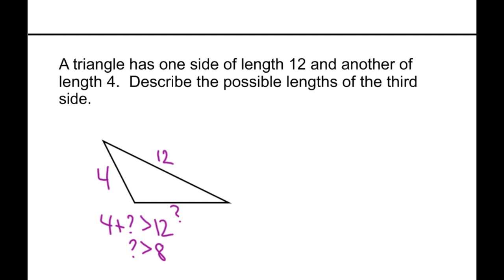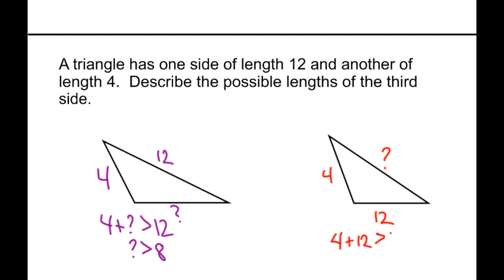We also have a second problem to look at: what if 12 isn't our biggest side, but the missing side, the question mark, is our biggest side? Again, 4 plus 12 has to be greater than question mark. 4 plus 12 is 16, so 16 has to be greater than question mark. So this question has two answers. We have our small answer, which is 8, and we have our big answer, which is 16.